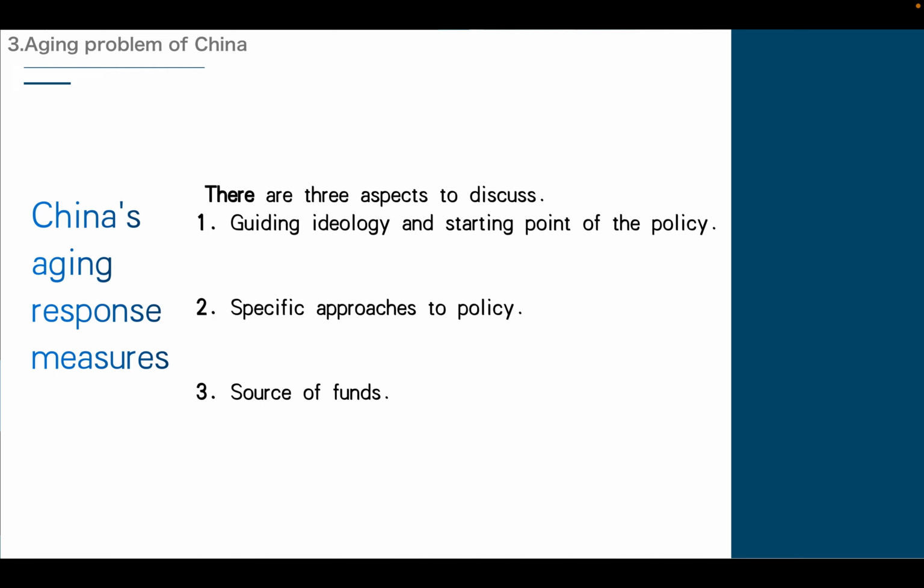And the third, finally, the source of funds. The implementation of various birth subsidy policies will undoubtedly increase the pressure on government expenditure, but we should fully realize that appropriate subsidies will enhance long-term economic growth. Therefore, instead of levying taxes, it's better to issue long-term national bonds to raise funds.